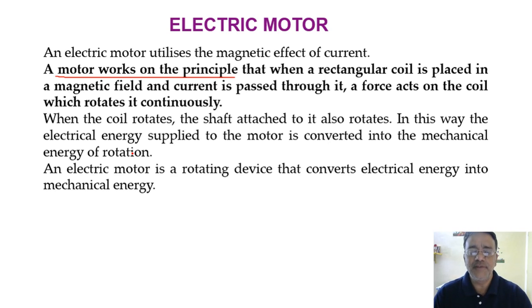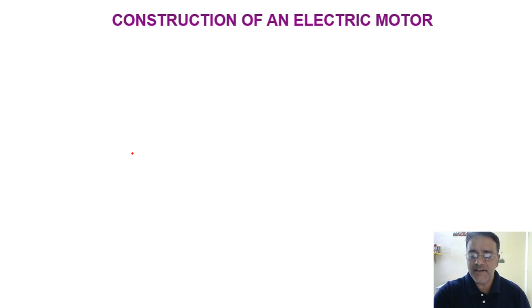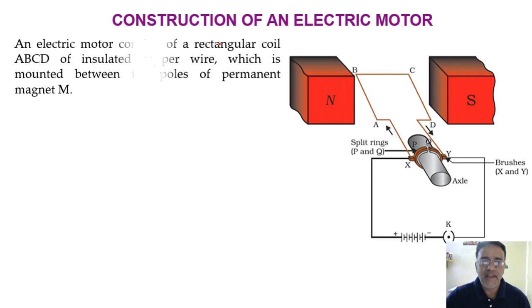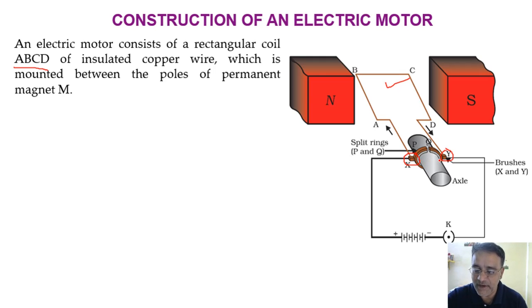Now we'll move towards the construction of an electric motor. An electric motor consists of a rectangular coil, that is ABCD, of insulated copper wire which is mounted between the poles of a permanent magnet. And these are the two ends of the coil, which are soldered or welded permanently to the two halves, X and Y, two half rings X and Y of a commutator.